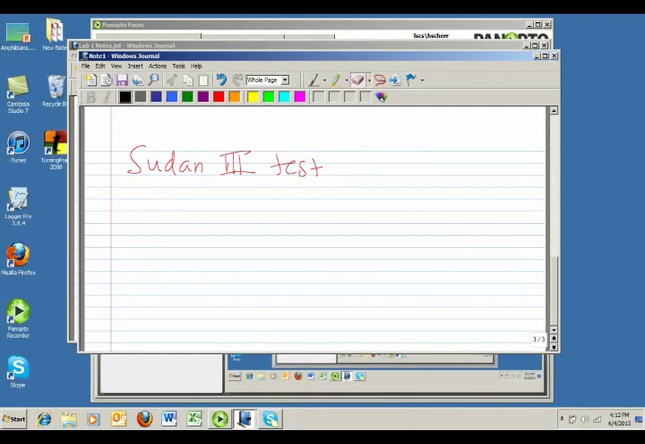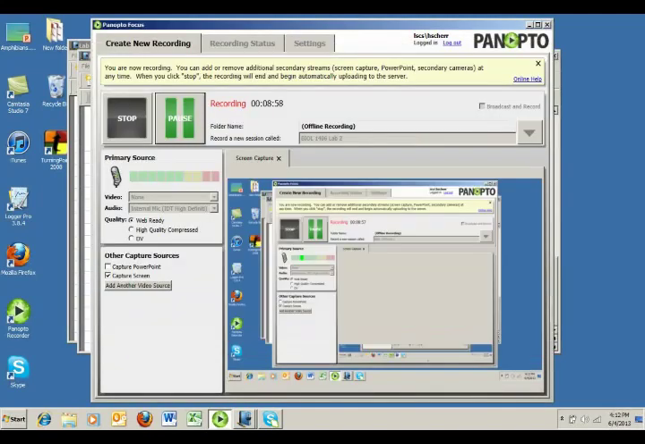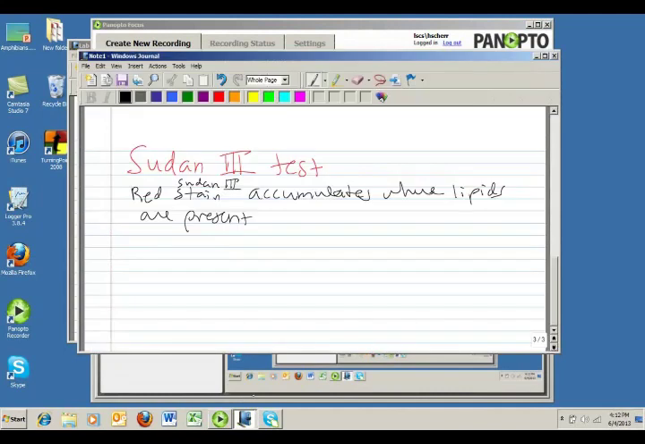It actually, I take that back. Let's not phrase it like that. So the lipids sort of stay the same color. The deal is that the red stain, Sudan-3 stain, accumulates where lipids are present on the spot. And it does that because lipids are nonpolar. Sudan-3 stain is nonpolar.